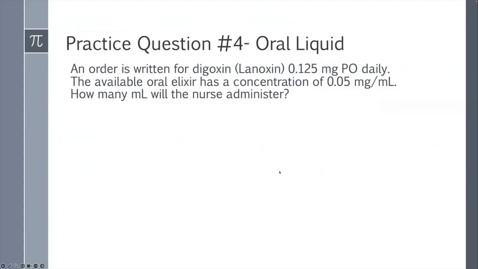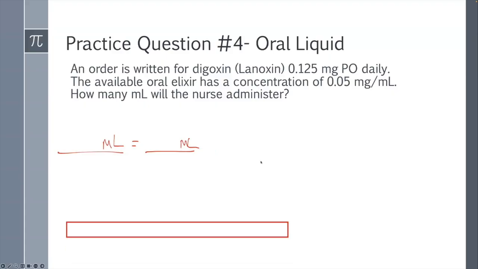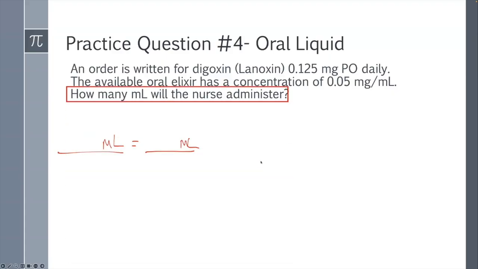This order is written for digoxin 0.125 milligrams PO daily. The available oral elixir has a concentration of 0.05 milligrams per milliliter. How many milliliters will the nurse administer? Again, they didn't ask me for milliliters per dose, but I know it's understood. We're solving for the dose. Milliliters on the top and nothing on the bottom. Milliliters is what I'm solving for. Okay, there's my stem. I've identified my setup.